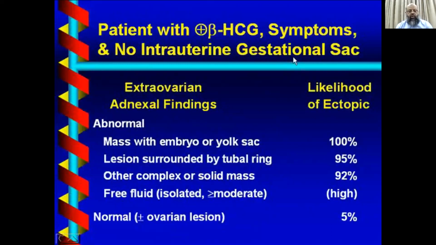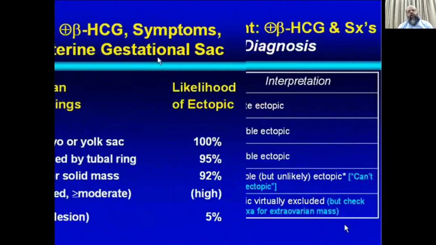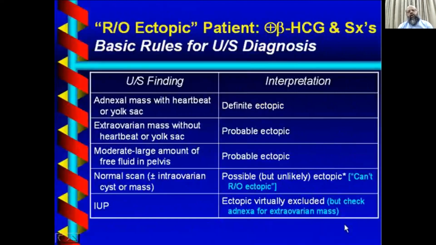And free fluid, isolated or moderate, gives higher chances, but less than 10%. A normal scan plus or minus an ovarian lesion, we can have 5%. To rule out ectopic in patients with higher beta HCG and symptoms like pain and bleeding, the basic rules for ultrasound diagnosis are these ultrasound findings and interpretations.